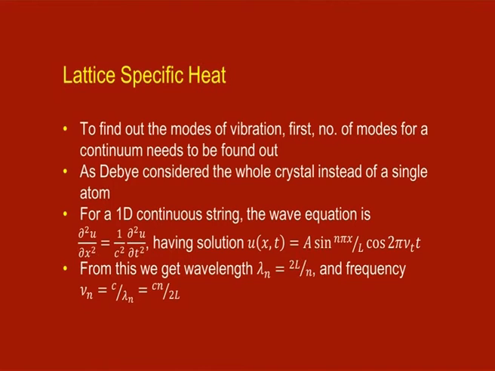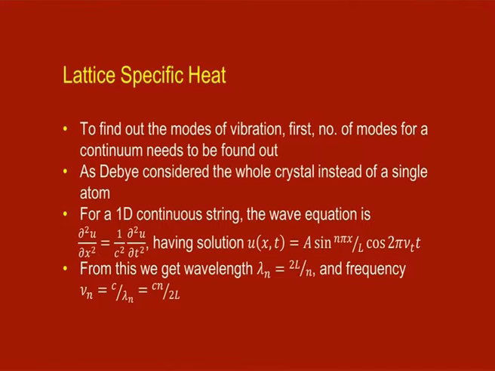So, to find out the number of modes of vibration for the atoms, he wanted to find out the number of modes of vibration for a continuous system. And to do that, he chose a very simple continuous system, that is a string attached at the two ends. And this is a one dimensional system, and he considered the wave equation for this one dimensional system, which can be represented in the following way, that is del square u by del x square is equal to 1 by c square del square u by del t square, which is the wave equation in a one dimensional string.